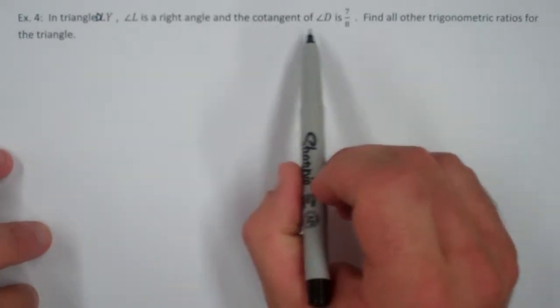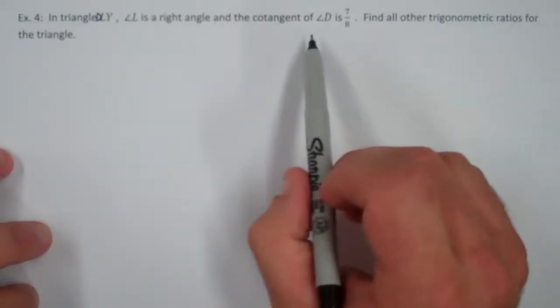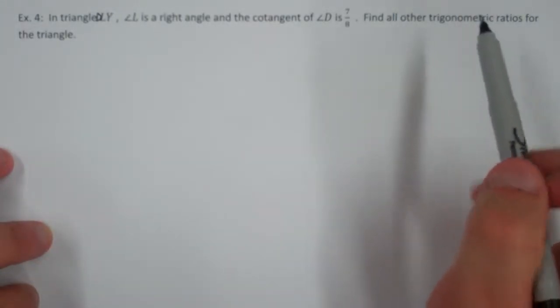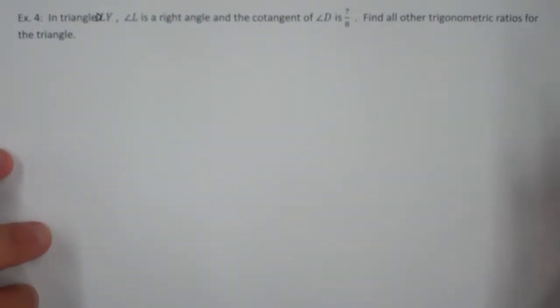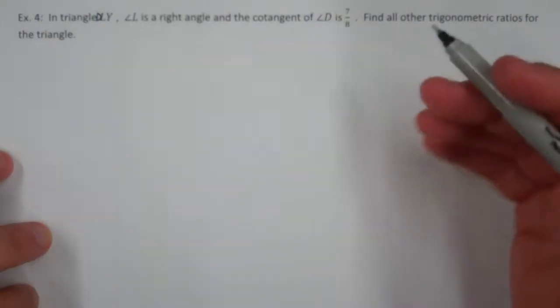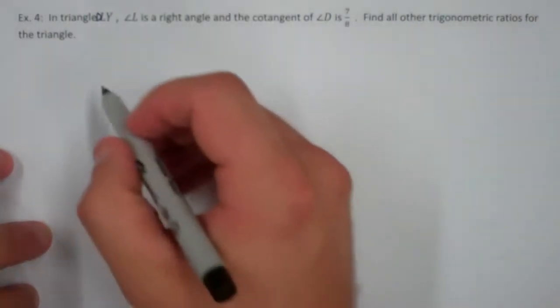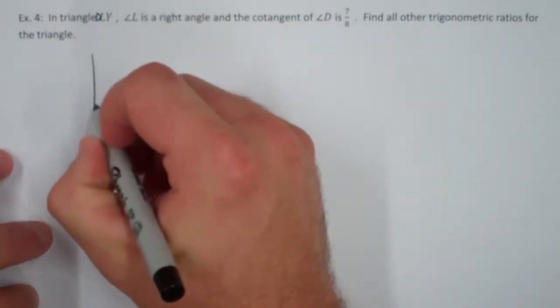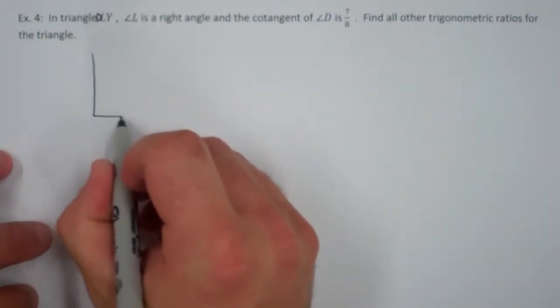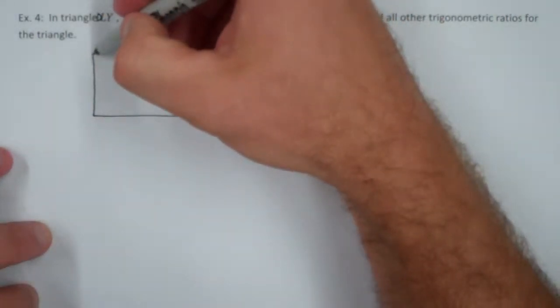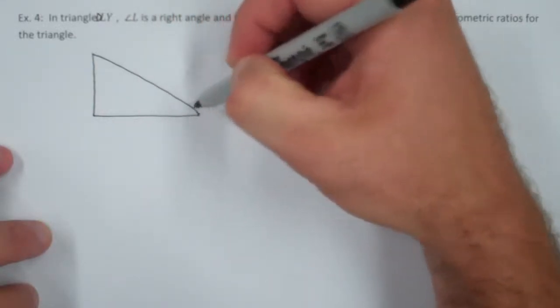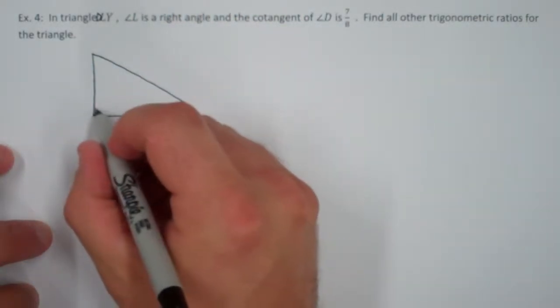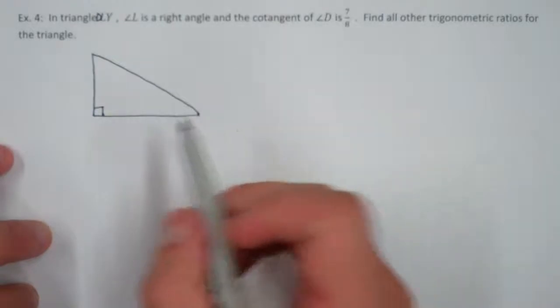And the cotangent, so now we're given a trig relationship, of angle D is 7/8. We want to find all the other trigonometric ratios for the triangle. When I start these problems, I like to draw a diagram right off the bat. It doesn't really matter what the orientation of the triangle is. You could have yours facing up and down, left and right, it doesn't matter. But we do need to label it with what we know.